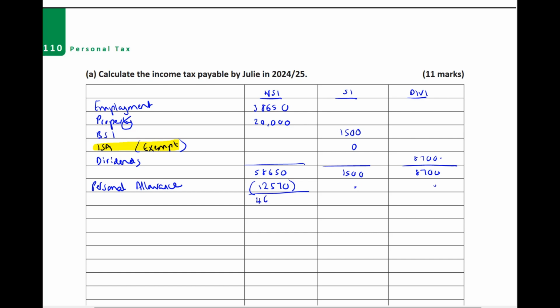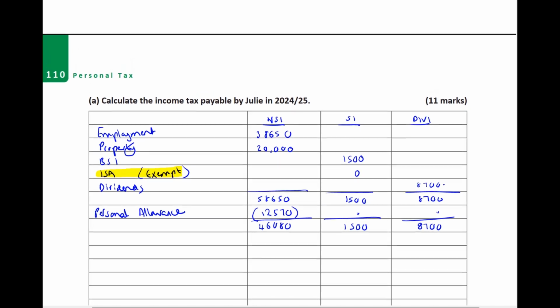So that leaves me with 46,080 of non-savings income to tax, 1,500 of savings, and 8,700 of dividends. And I personally find that having these 3 different sources of income in their own columns makes it easier for me to work out the tax that needs to be paid. Again, you may say, I don't feel that I need to do it like that. No problem, but that would be my preferred approach.